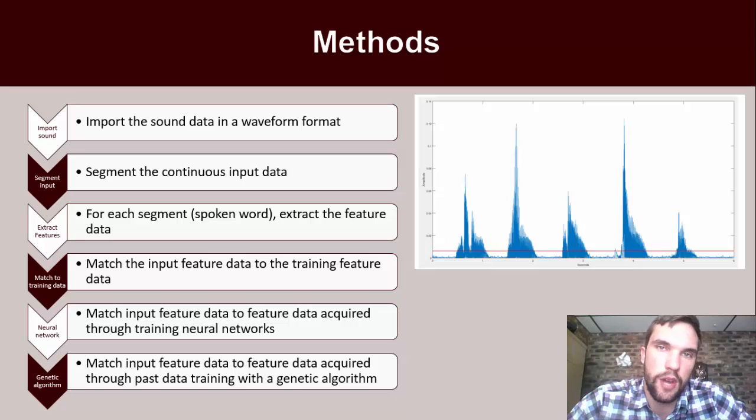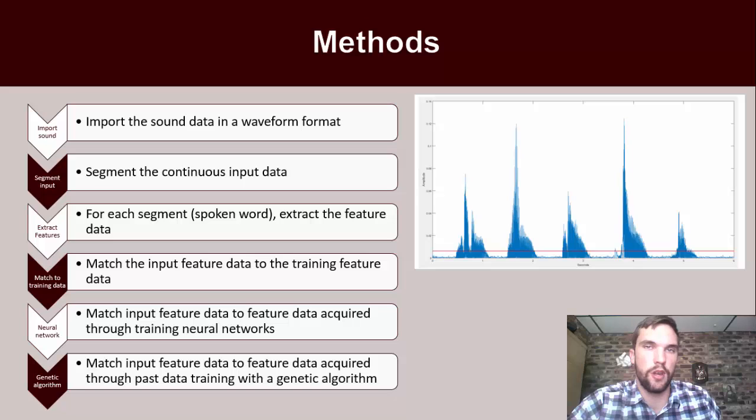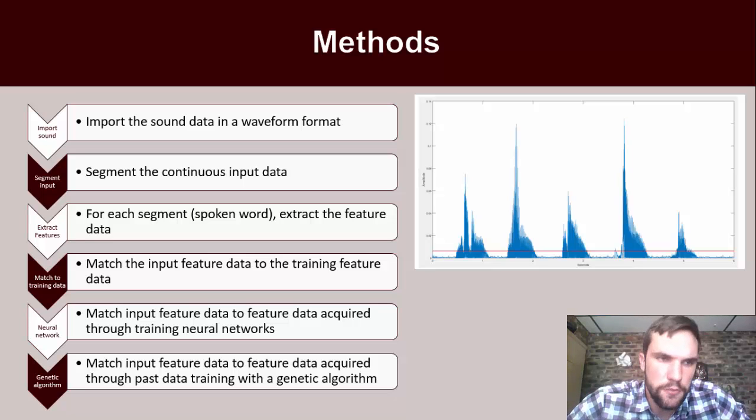The next step is to extract features from the spoken word. Now, feature extraction is explained more delicately in the next slide. However, what you need to know is this involves doing a Fourier analysis or extracting a power spectrum of some sort from the word. So after the feature extraction is done, we move on to the matching or the classification step.